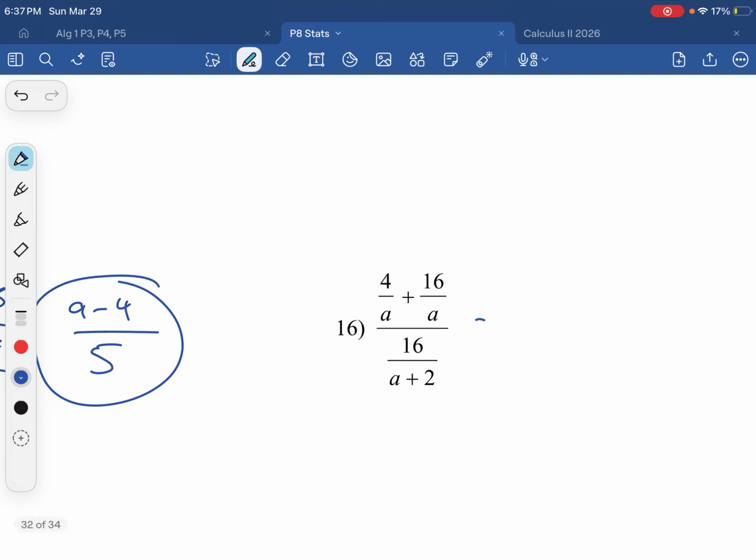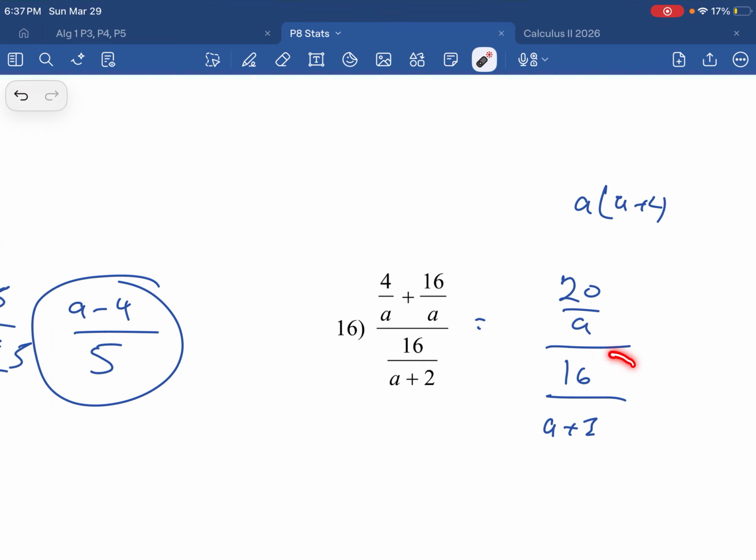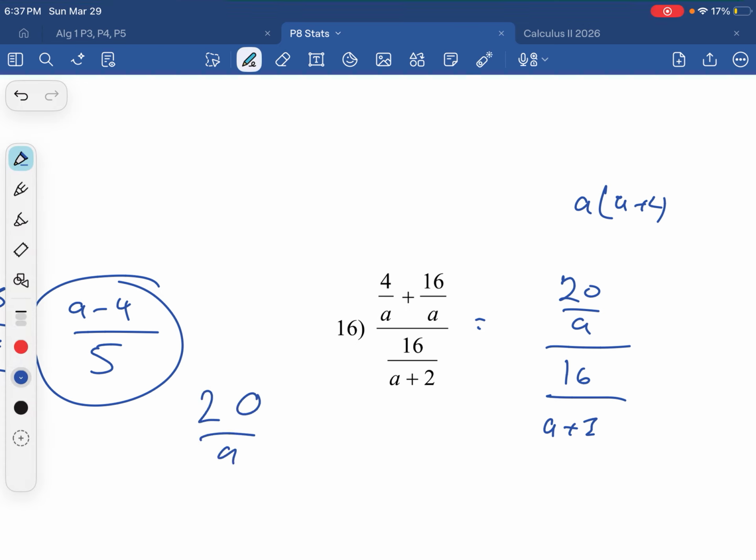And then in number 16, this is like 20 over a divided by 16 over a plus 2. So you have two options. You can multiply by a common denominator of a times a plus 2. I think in this case it'll be easier to multiply 20 over a times the reciprocal of 16 over a plus 2, or a plus 2 over 16. So 20 over a times a plus 2 over 16. This becomes 5. This becomes a 4. 5a plus 10 if I distribute, divided by 4a.